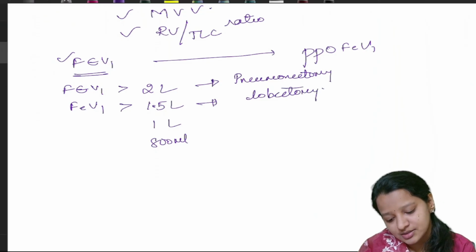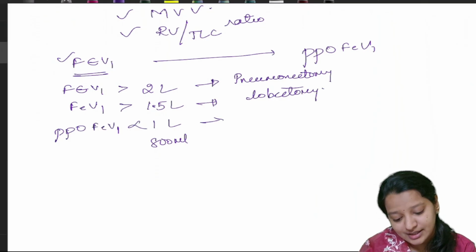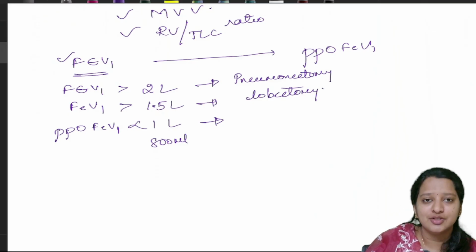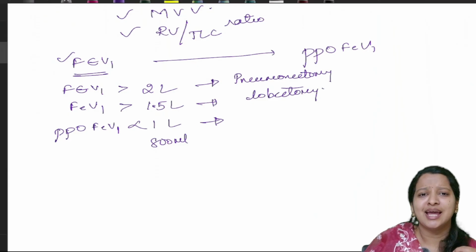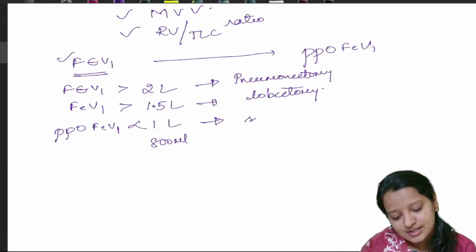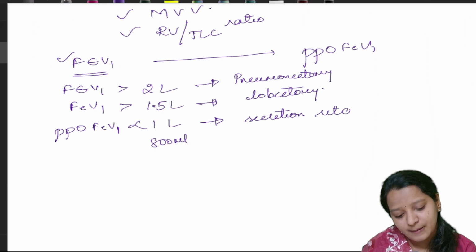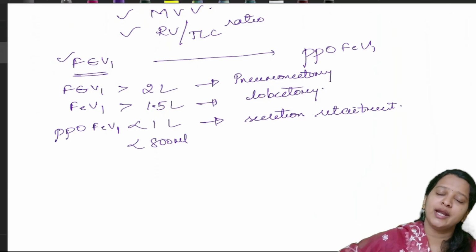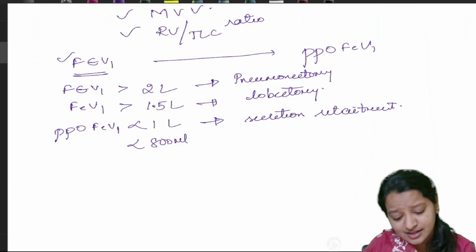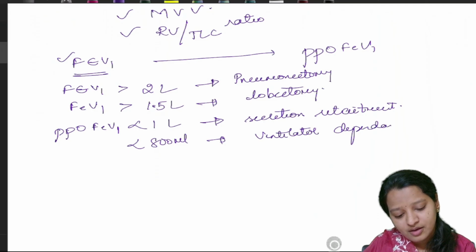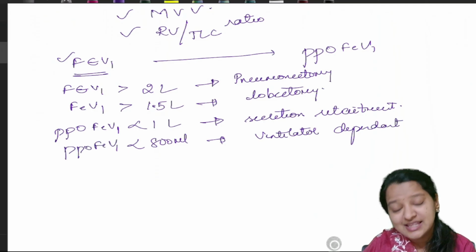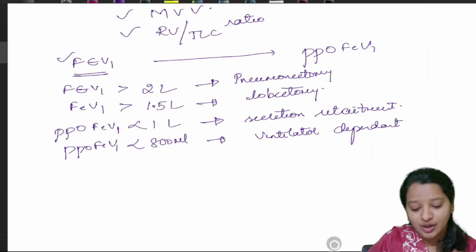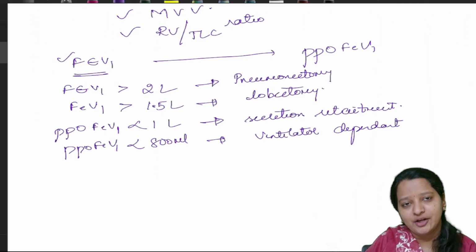And what are these two 1 liters? The postoperative predictive FEV1, if it is less than 1 liter, that means the patient after the surgery will be retaining the secretions. That means he cannot expel the secretions. So there will be secretions retainment, which is obviously a bad thing. And if the postoperative predictive FEV1 is still less, if it is less than 800, he will be ventilator dependent. Okay. So for these things, to predict the postoperative outcome, we have to know the preoperative and postoperative predictive FEV1.